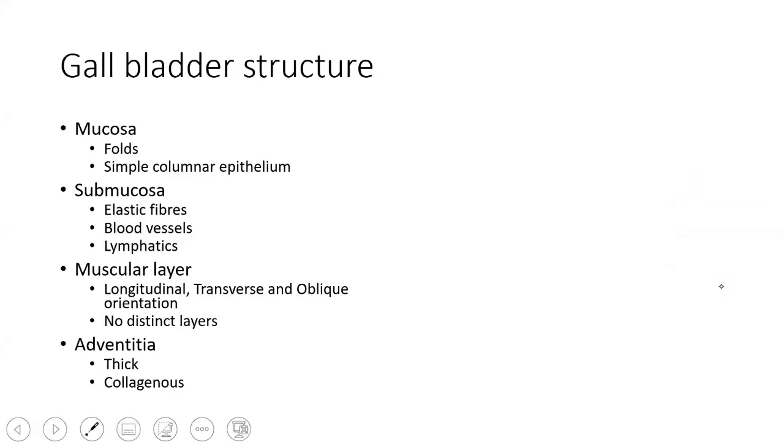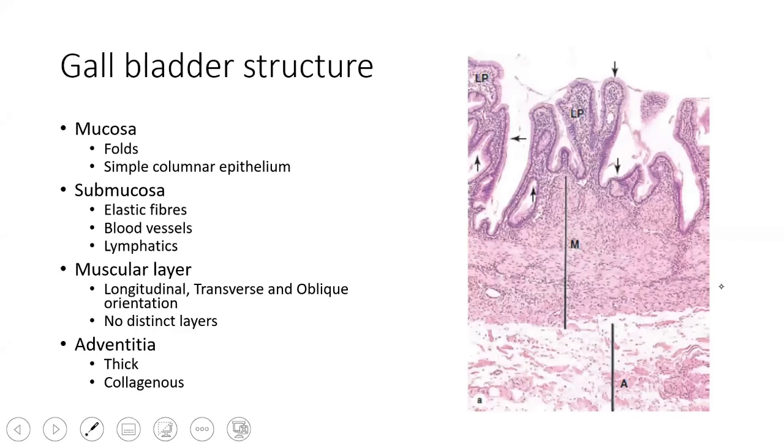Now, if you look at the gallbladder structure, when you look at the mucosa, it's drawn into folds, especially when it's contracted and not distended with bile. You can see it drawn into folds like this. And on the surface, you have simple columnar epithelium. And in the submucosa, you have elastic fibers, many blood vessels and lymphatics to absorb water and concentrate the bile.